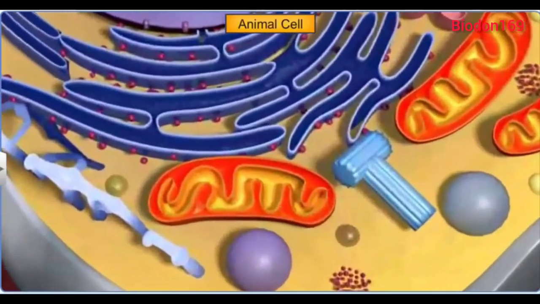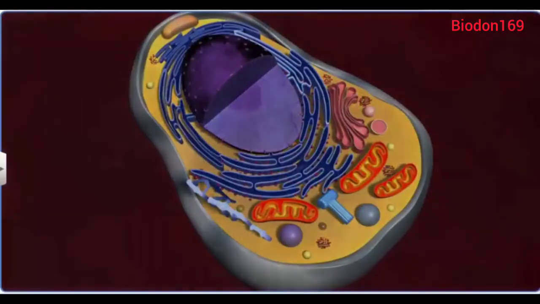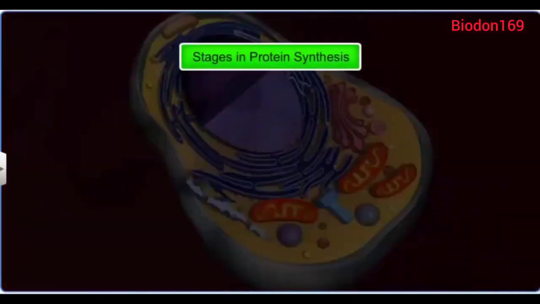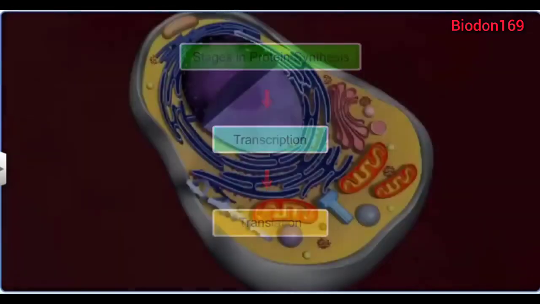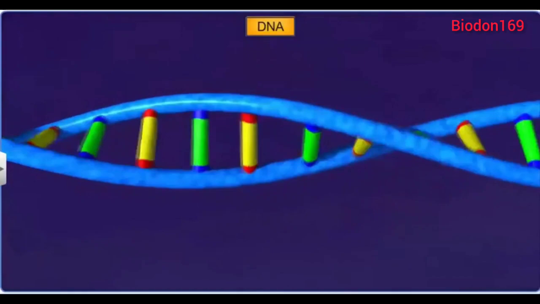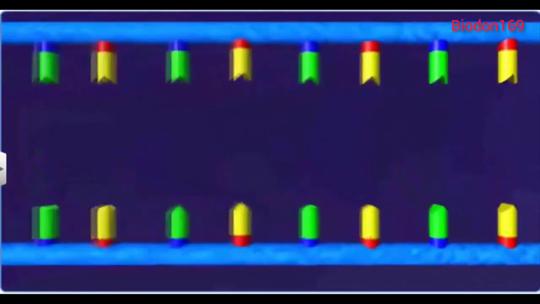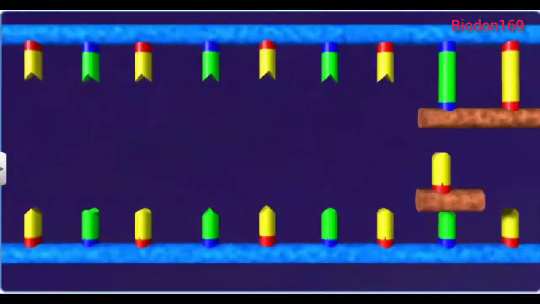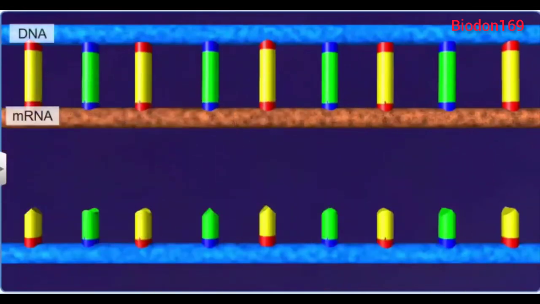Proteins play a pivotal role in the proper functioning of any organism. The synthesis of proteins occurs in the cell in two phases, namely transcription and translation. Transcription takes place in the nucleus, where the DNA acts as a template for the synthesis of messenger RNA. It is a process by which genetic information in DNA is transferred to a molecule of messenger RNA.